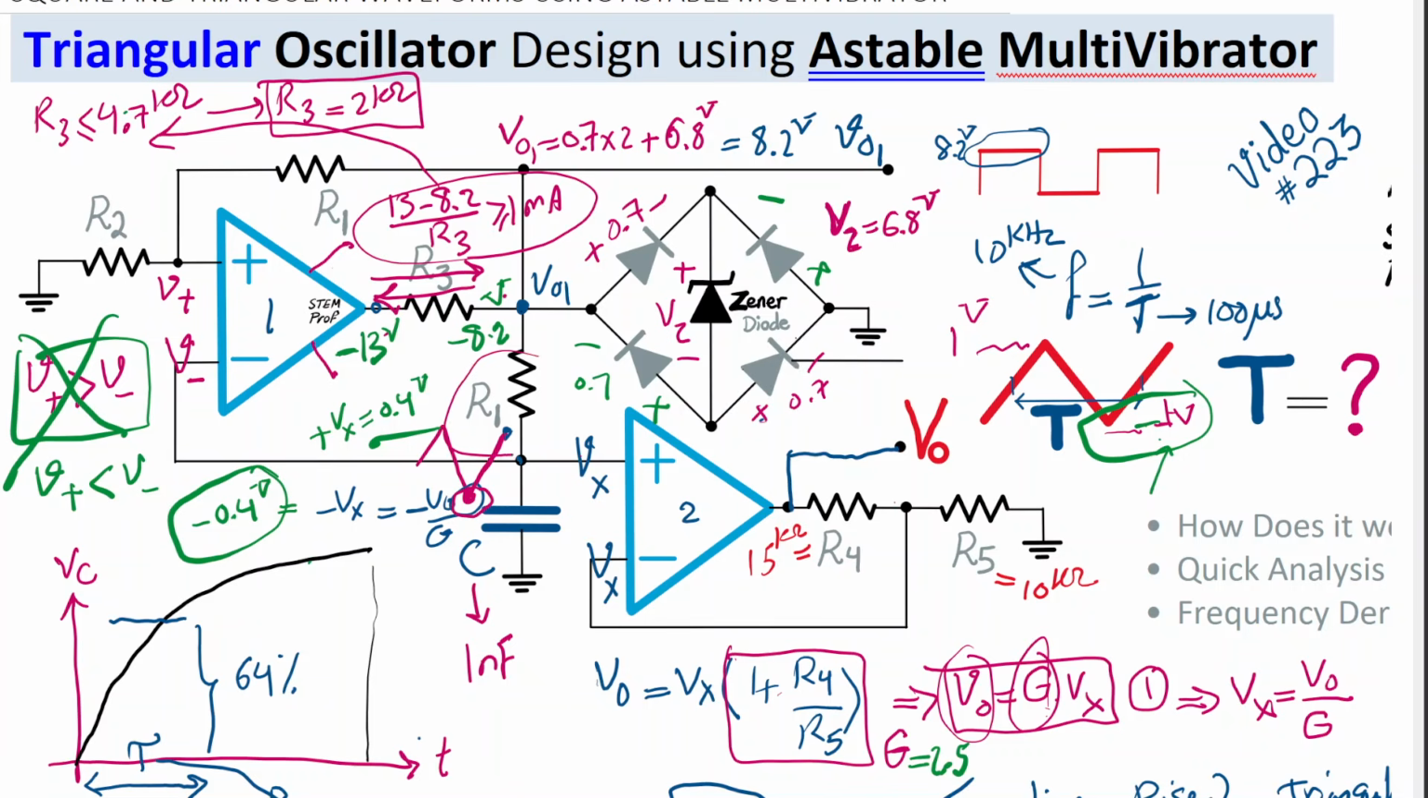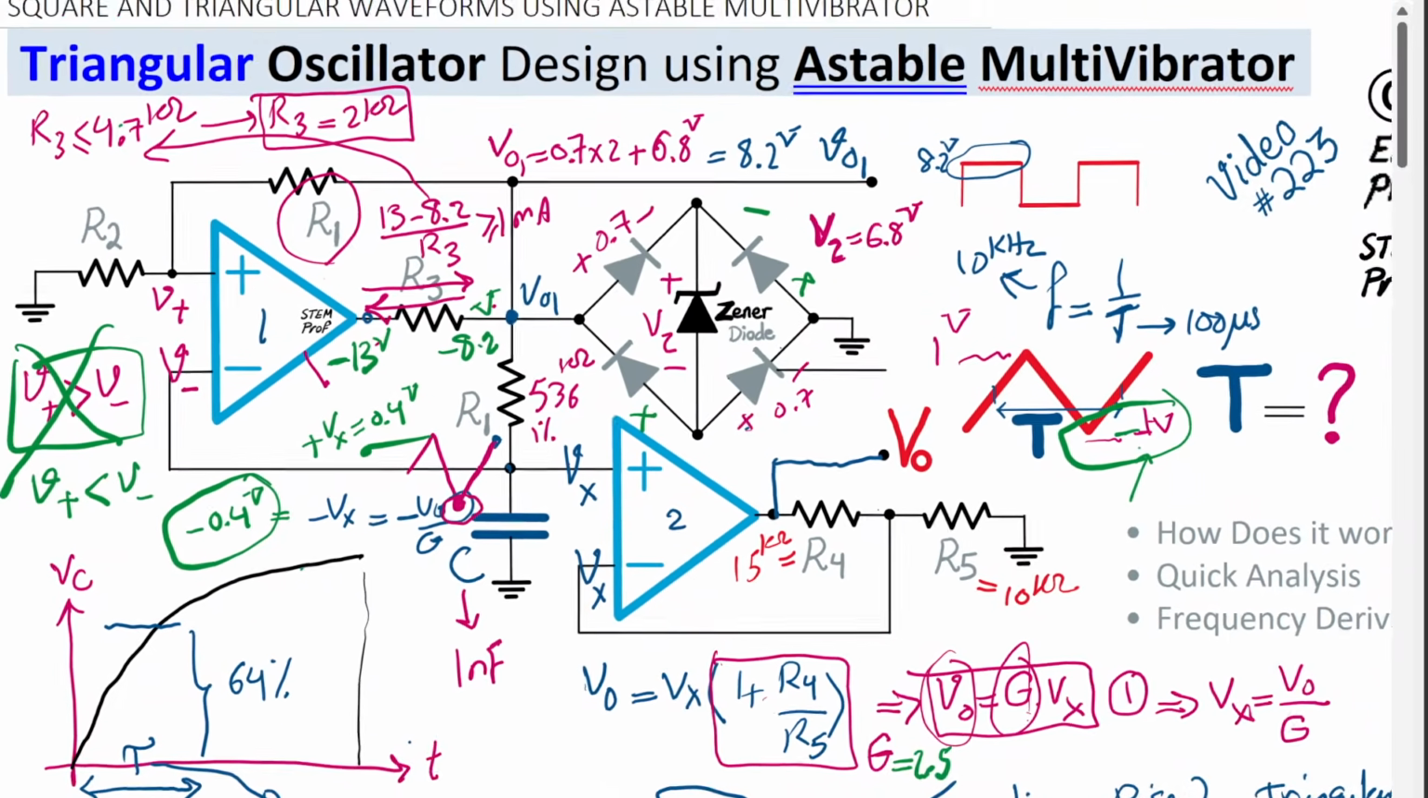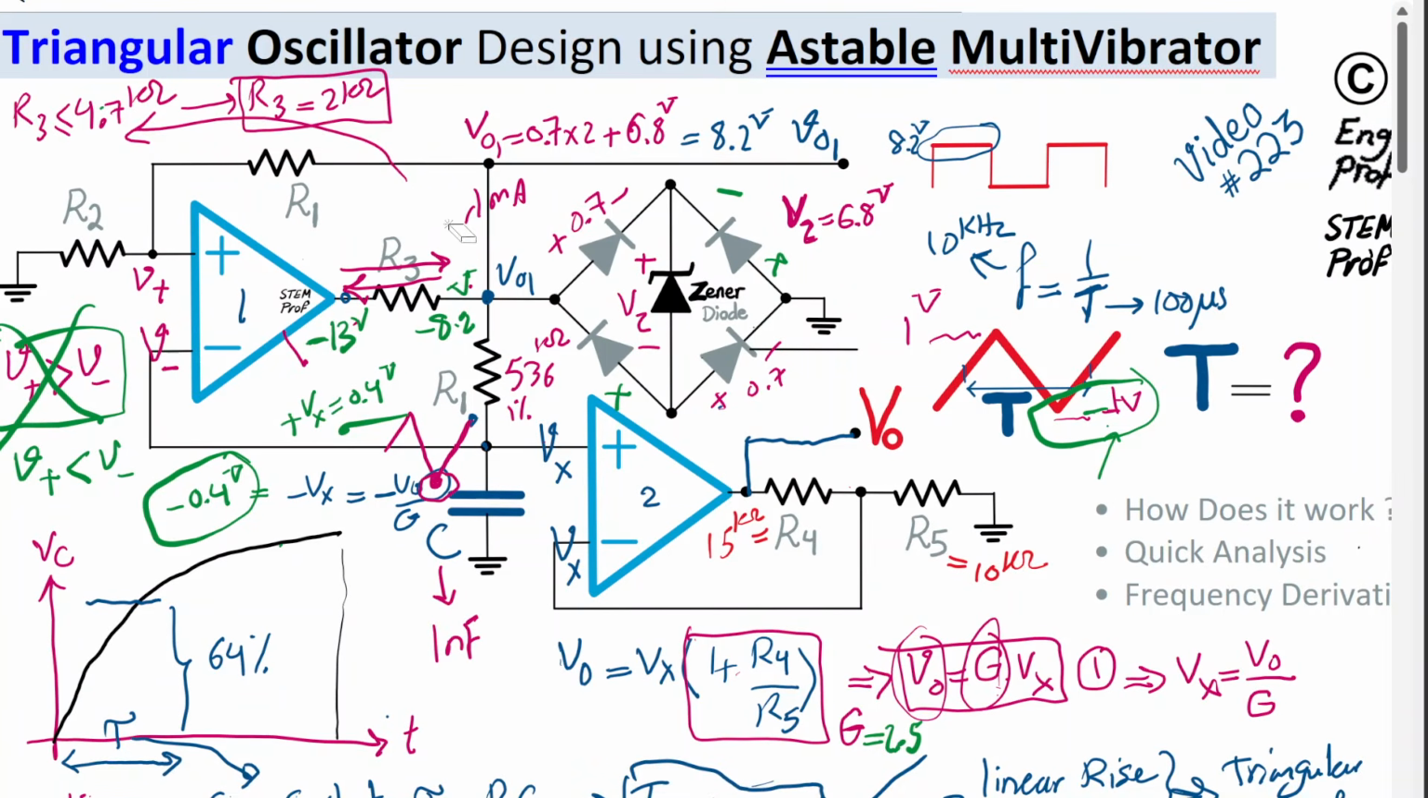And remember, we found R1 before, so I'm going to write the value of R1 here as well. We found in this example R1 is 536 kilo ohm, 1% tolerance. The same thing with this R1 here. It has to be 536 kilo ohm. So this one is also 536 kilo ohm in this example. R3, we just found to be, say, 2.2 kilo ohm as an example, or a max of 4.7 kilo ohm.